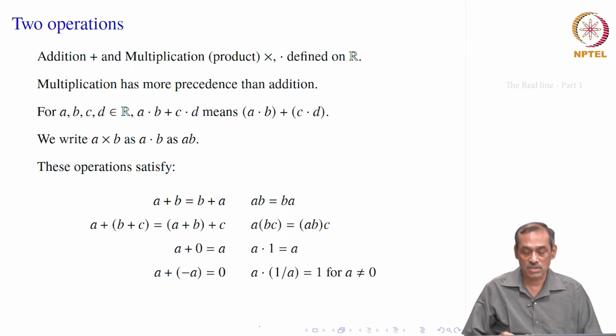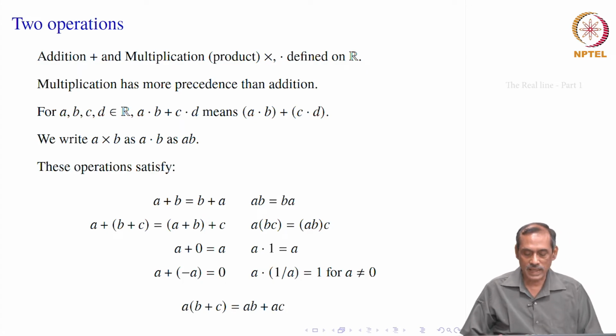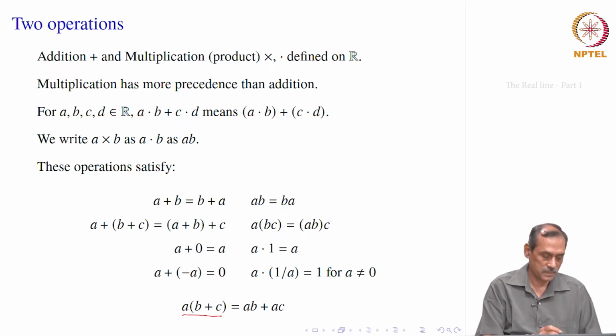In fact, from all these properties, we will be able to find that corresponding to this A, this minus A is unique, and corresponding to this A, which is non-zero, this 1 by A is also unique. Then we will assume that uniqueness here. And then how do they interplay? That is the distributivity property, that multiplication distributes over addition. So, A into (B plus C) will be equal to A into B plus A into C, and both of them are added together. So, these are now 11 properties which hold for the operations of addition and multiplication.